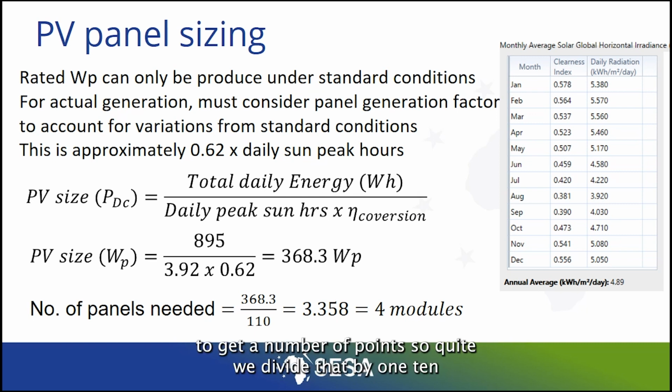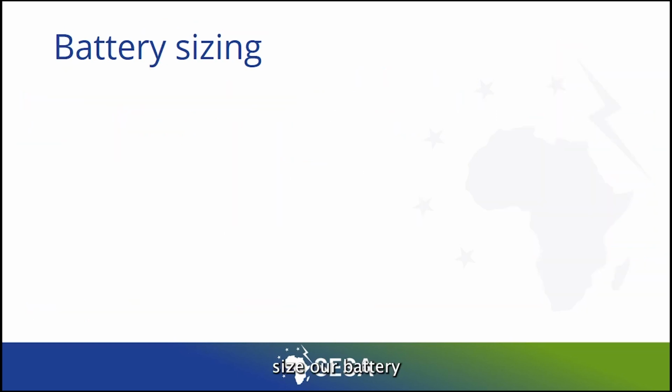To get the number of panels required, we divide that by 110. 110 was the specification given in our task. So we will have about 3.3. So approximately we require 4 modules in our system. Now that we've gotten the number of modules required, we will continue with our exercise, and this time we will go on to size our battery.